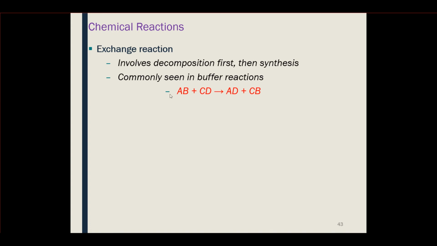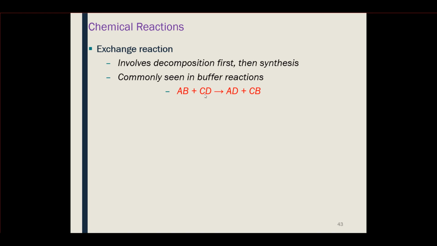So watch this. Like I said, these are commonly seen in buffer reactions. Buffer reactions are reactions that help to control too much acids forming in the body. We don't want to become too acidic, so we have buffers that actually prevent us from becoming too acidic or too alkaline. Again, it's a little bit advanced at this stage. So watch this. Let's just say we have a reactant over here, AB. We have another reactant over here, CD.